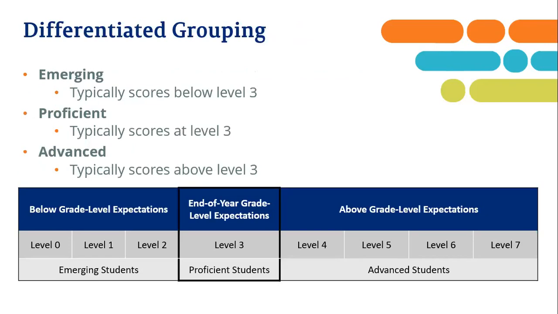Differentiated grouping is the term used to describe the 3 levels of student groups: emerging, proficient, and advanced. Emerging students typically score below level 3. Proficient students typically score at level 3, and advanced students typically score above level 3. It is important to keep in mind that level 3 is the end of year grade level expectation.